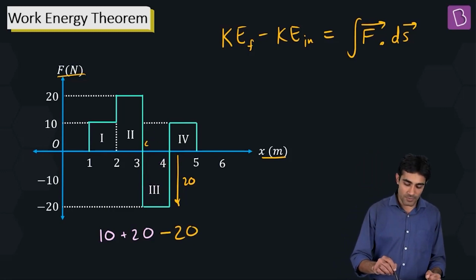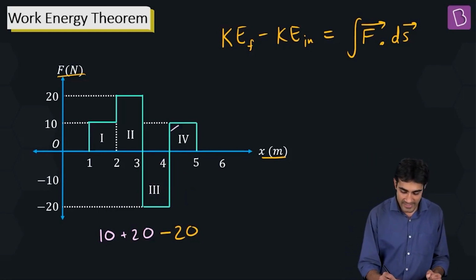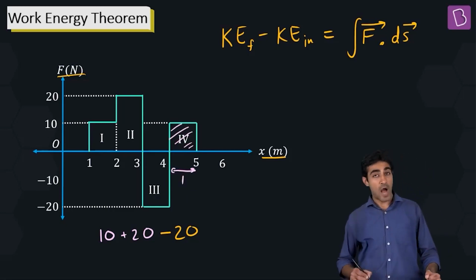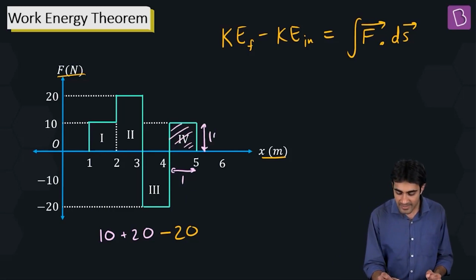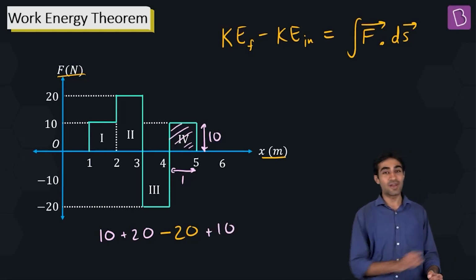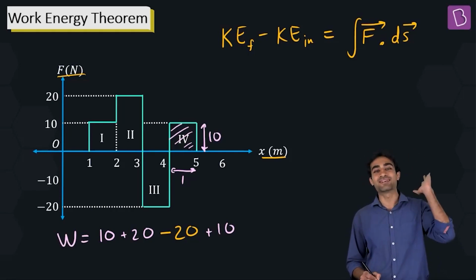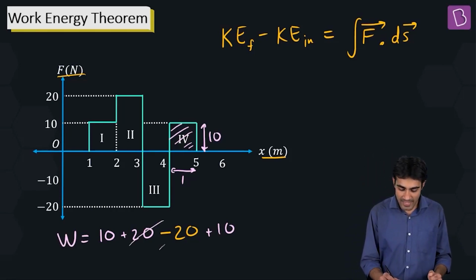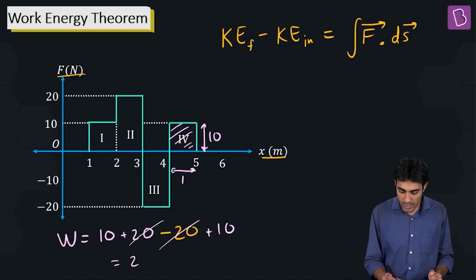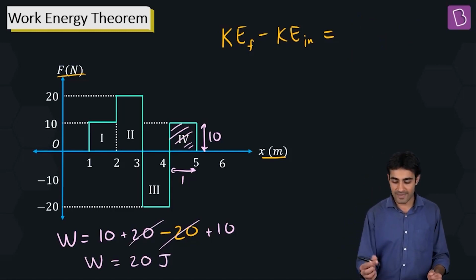Now comes the fourth part, and this part is actually above the x-axis, and we can see that this part is having the base as 5 minus 4 which is 1 and the height is 10. So the area is 10 times 1 which is 10. Great. This gives us the total work done on this particle up to 5 meters. And we can see that the total work done is just 20 joules. This is the total work done on the particle. So this integration is 20.